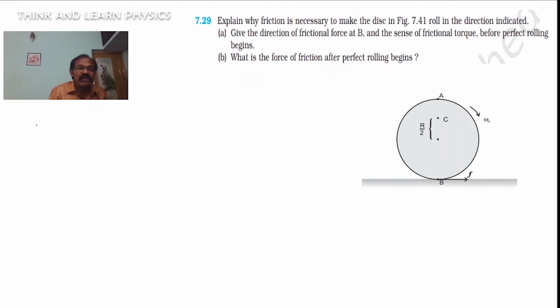Now let's come to answer part A. Give the direction of friction force at B. We have already seen that the direction of the velocity of the point is towards left, that is Vb is towards left, and the friction force acts opposite to the velocity. That means F is towards right. So the answer is that F acts towards right.